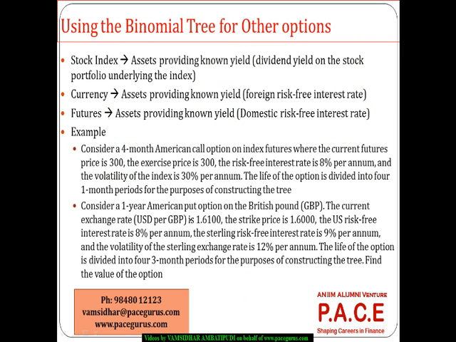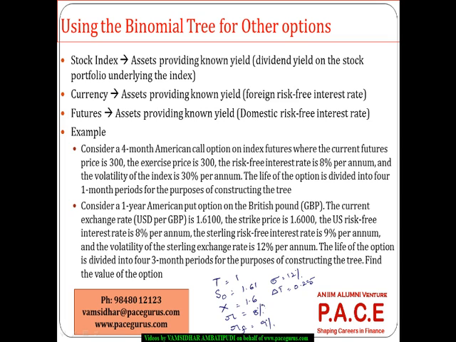Then consider a 1-year European American put option, T is 1 year, on pound. Current exchange rate is 1.61. The strike price is 1.6. US risk-free rate, if I look at it from a US perspective, it is domestic. Sterling risk-free rate RF is 9%. Volatility of the exchange rate is 12%. The life of the option is divided into four 3-month periods. So delta T will become 0.25. Find the value of the option.